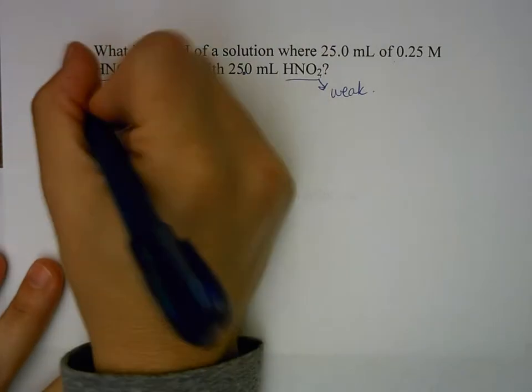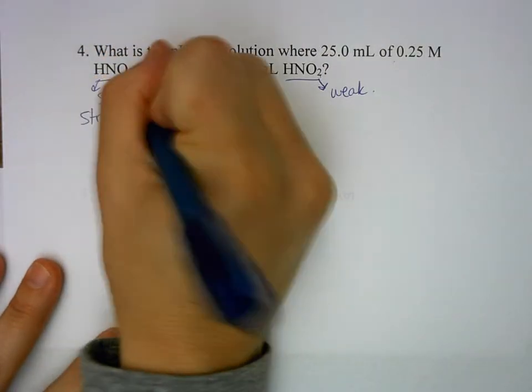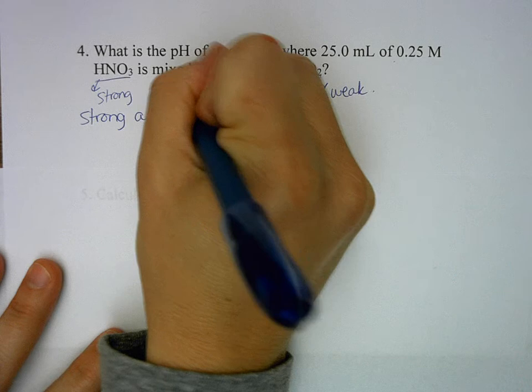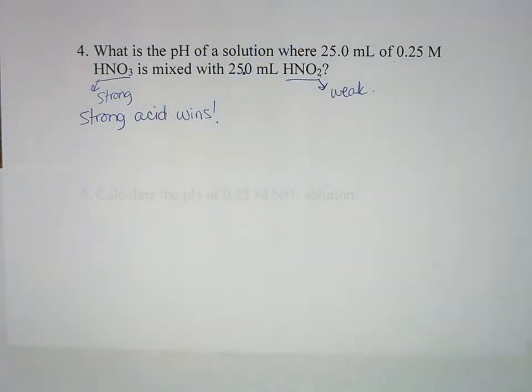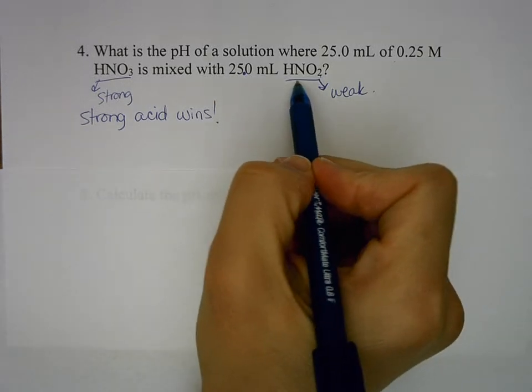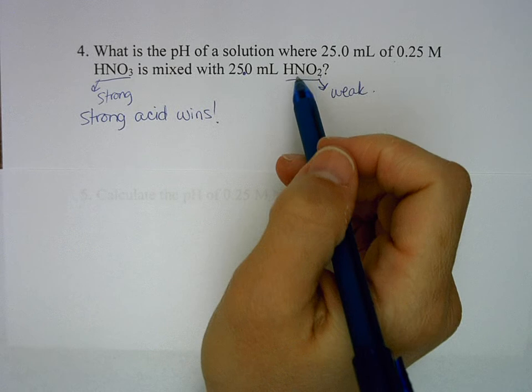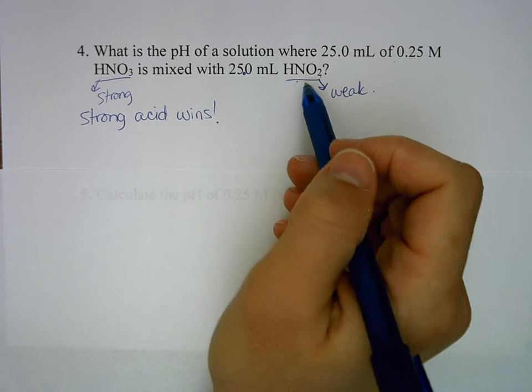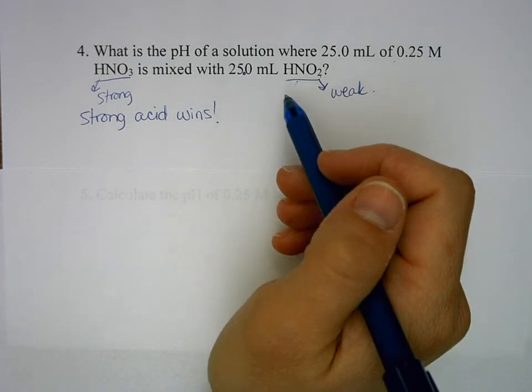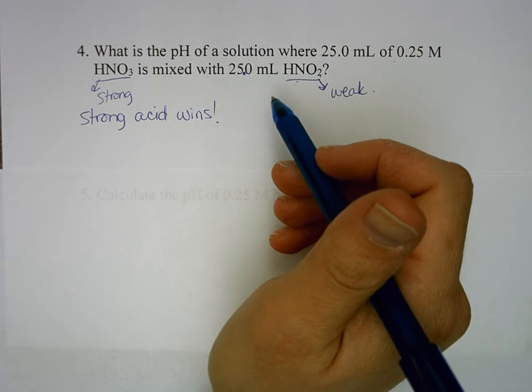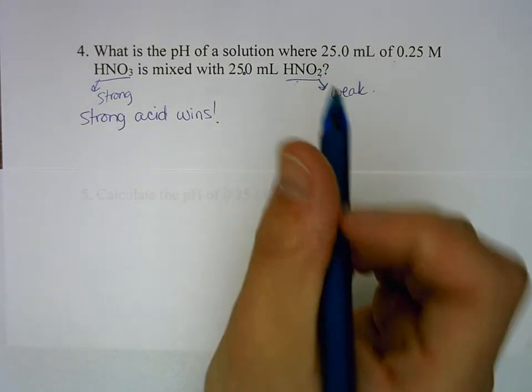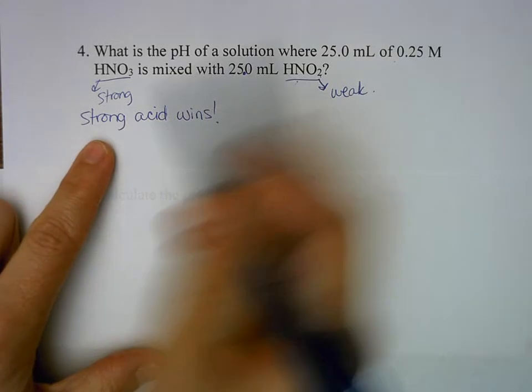And when you have a situation where you have a strong and a weak being mixed together, what happens basically is that the strong acid wins. The strong acid is the only one that matters, because the majority of the hydrogen ions in that solution is going to come from the strong acid. The amount of hydrogen ions that comes from the weak acid is so tiny that it is not going to affect the pH at all, so you don't need to calculate it. You could, but you would just be doing extra work for yourself to get the same answer because it would be so small.